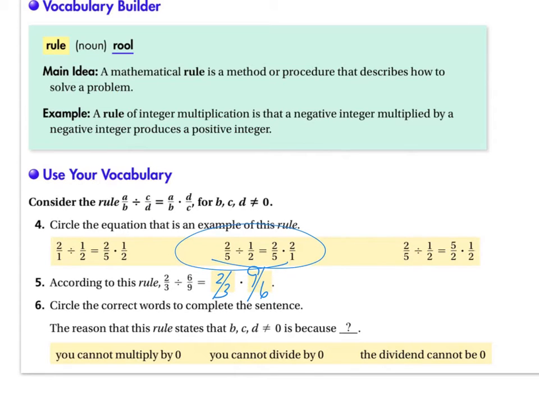And the reason this rule states that B, C, and D cannot equal 0 is because B, C, and D all end up in the denominator. And in a fraction, that fraction bar just means to divide, and you cannot divide by 0.